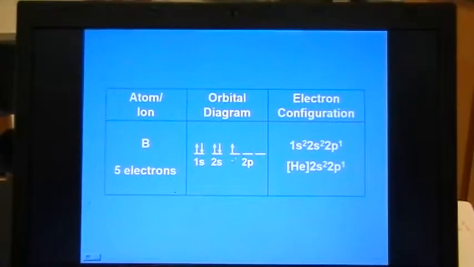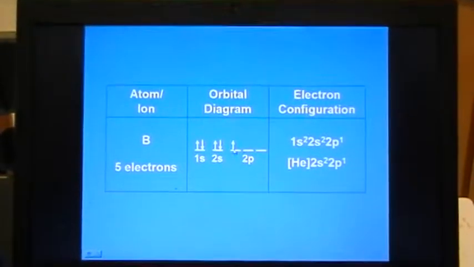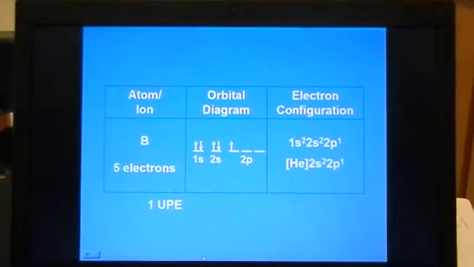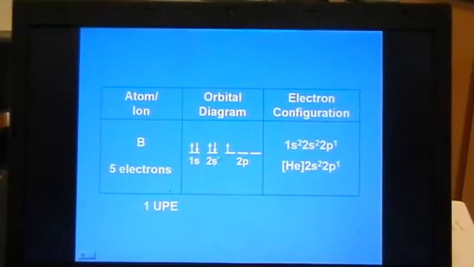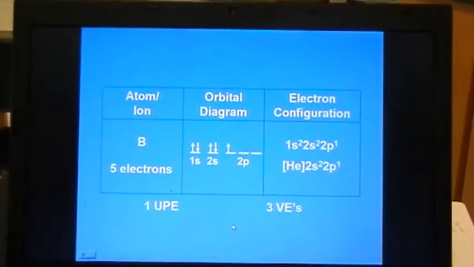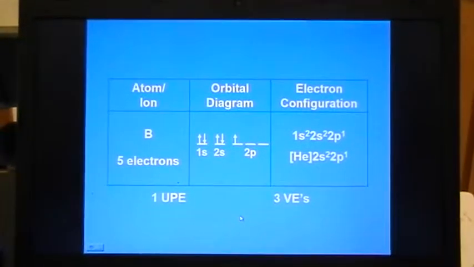There is 1 electron in our 2p subshell that does not have a pair, so there is 1 unpaired electron. And because of that, as well as the 2s electrons, those are the ones in our outermost shell, we have 3 valence electrons.